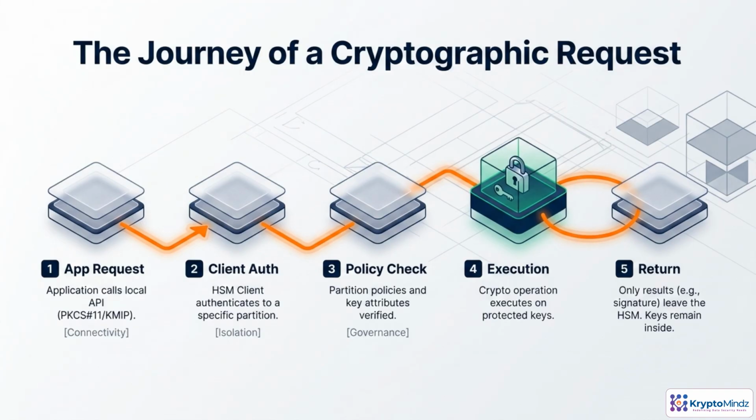When your application uses the HSM, this is what actually happens. The app calls a crypto API, like PKCS#11 or KMIP, asking for an operation. The HSM client then authenticates into a specific partition, giving you isolation from other tenants. Next, the module checks policies and key attributes to see if that request is allowed. If it is, the operation runs on the protected key material. Finally, only the result, such as a signature, comes back out. The keys never leave the HSM.